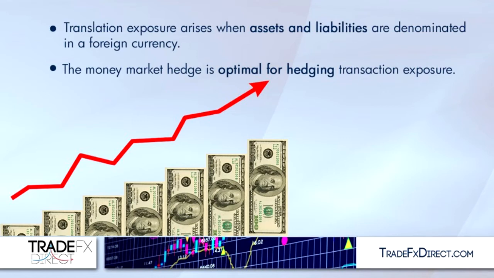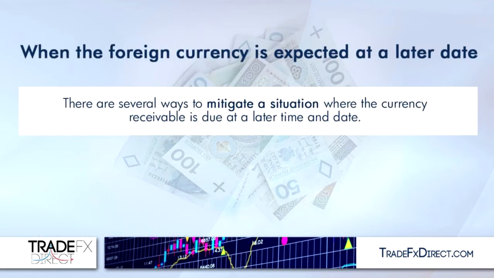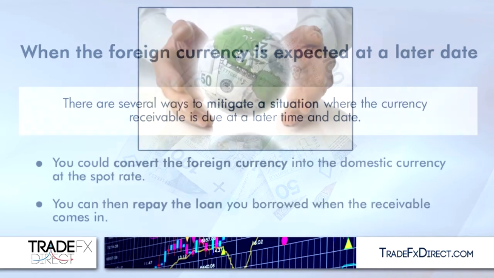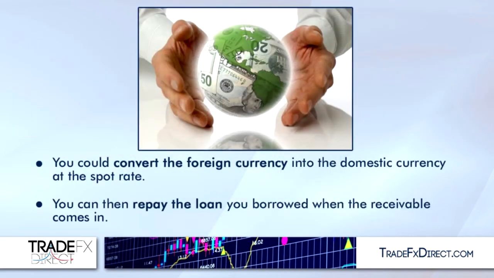The money market hedge is optimal for hedging transaction exposure when the foreign currency is expected at a later date. When using the money market hedge, there are several ways to mitigate a situation where the currency receivable is due at a later date and time. First of all, you can borrow the foreign currency in the amount of the receivable, and convert the foreign currency into the domestic currency at the spot rate. You can then repay the loan you borrowed when the receivable comes in.